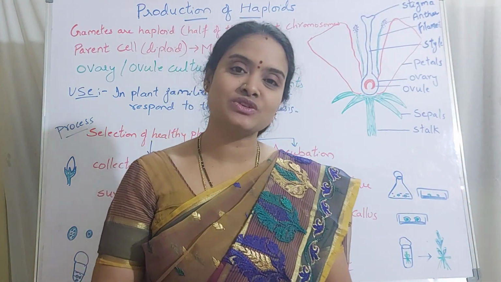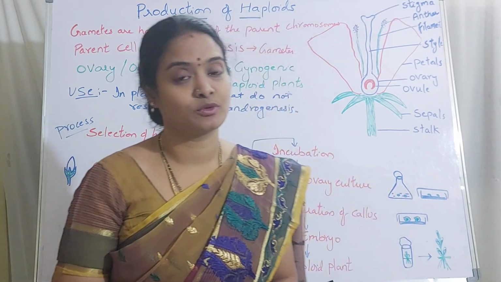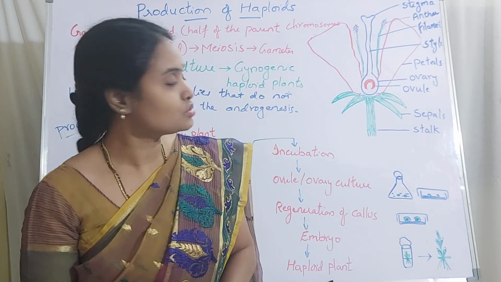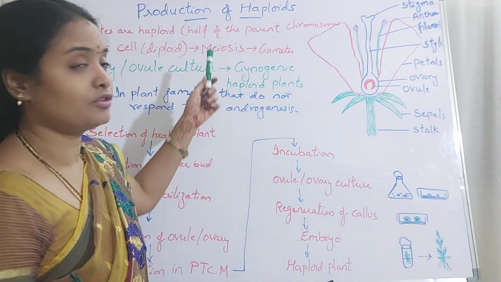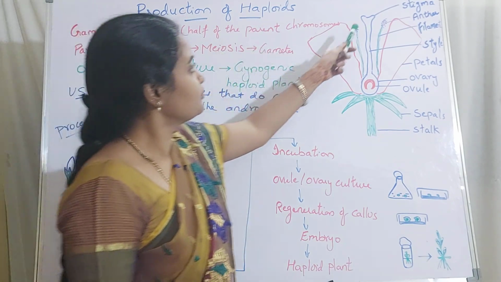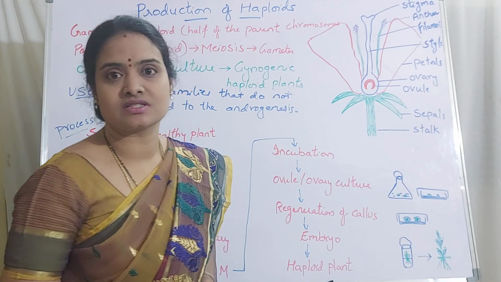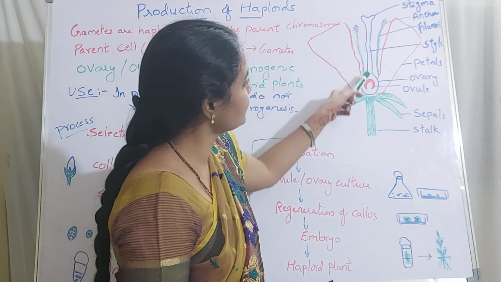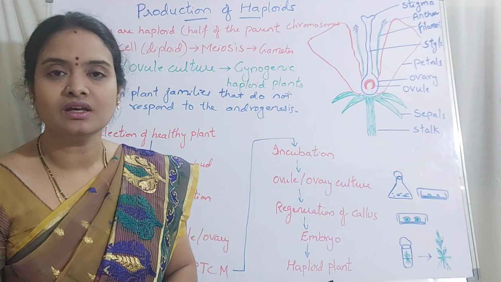In last class we have discussed about androgenic haploid plant production. Right? So today let us see the production of haploid plants from the female reproductive system. That is, by using the gynecium, how you are going to produce the haploid plants.